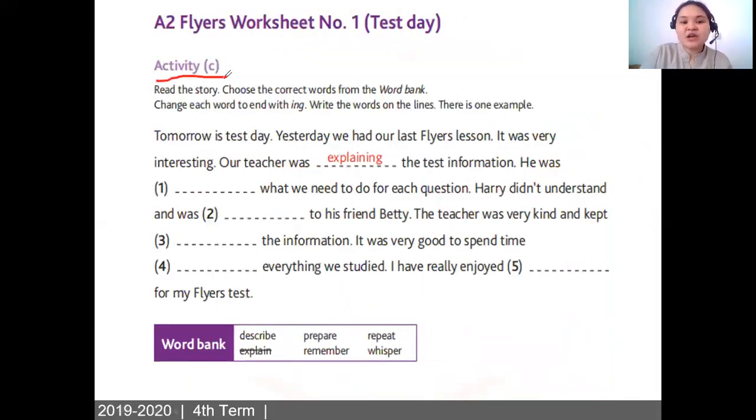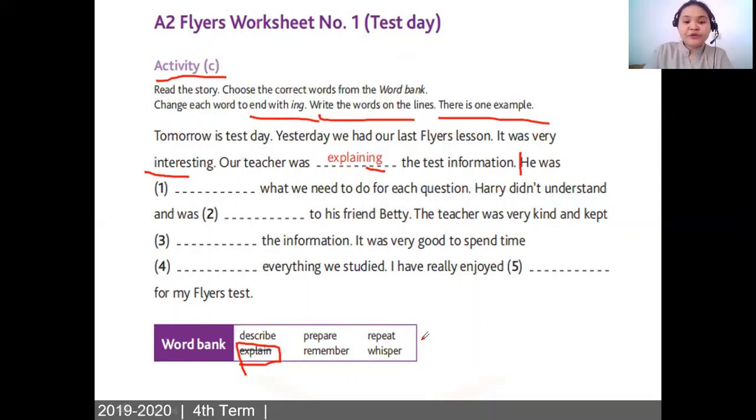Now, the activity C, or the third part, it's easy. It says here, read the story. Choose the correct words from the word bank. Change each word to end with ing, right? The present continuous tense. So write the words on the lines. There is one example. So let's read. It says tomorrow is test day. Yesterday we had our last flyers lesson. It was very interesting. Our teacher was explaining, because there's the word explain, and you just have to add ing, the test information. So that's an example.